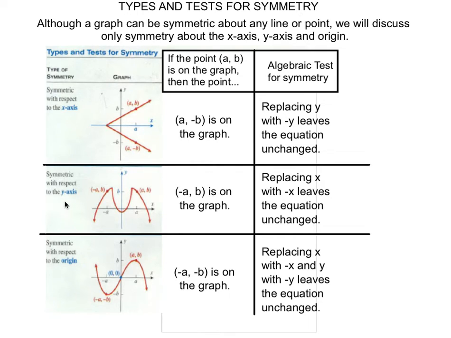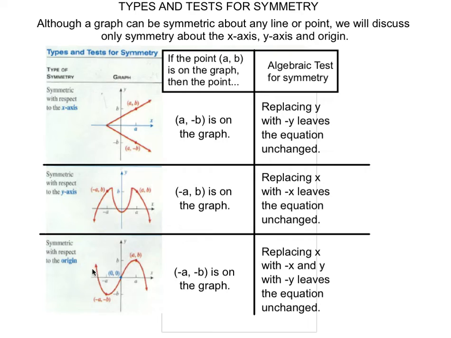I can tell if it's symmetric to the y-axis by looking at it this way. For every point (a, b) on my graph, if it's symmetric to the y-axis, the point (-a, b) has to also be on my graph. Same distance right, same distance left. So I can tell if it is symmetric to the y-axis by replacing x with negative x. If it leaves the equation unchanged, then it's symmetric to y.